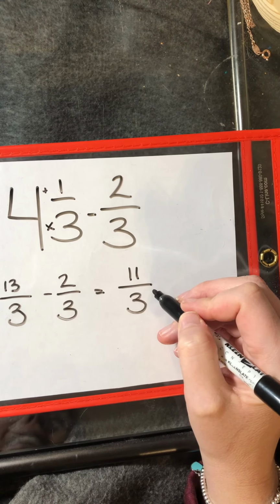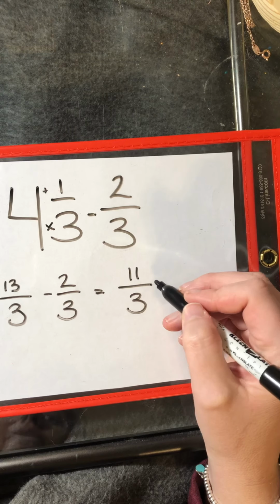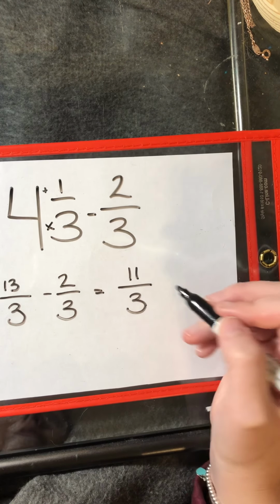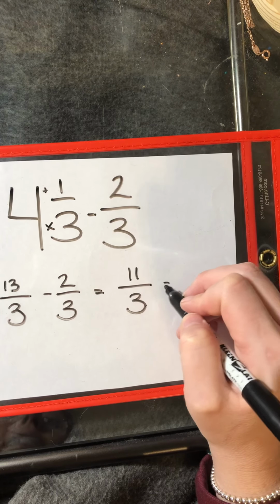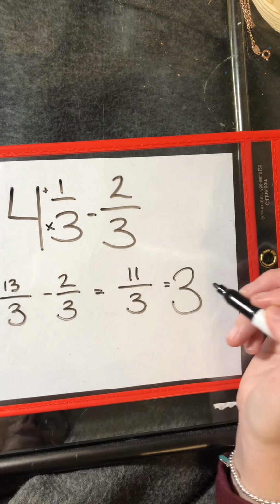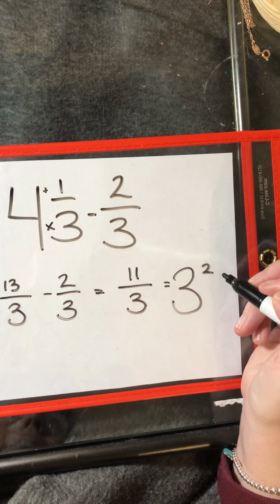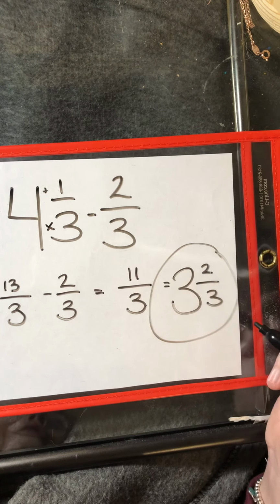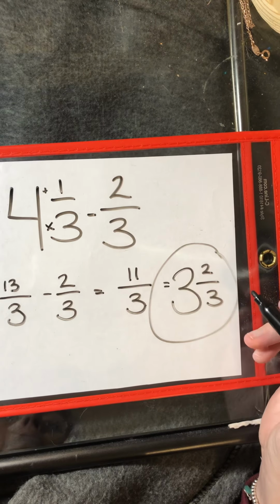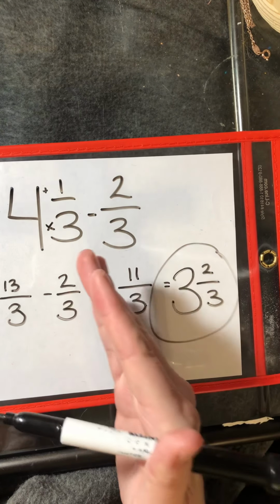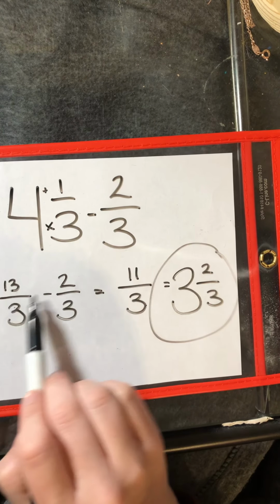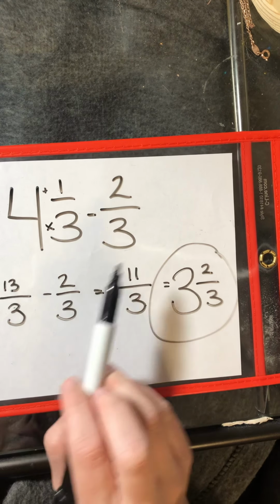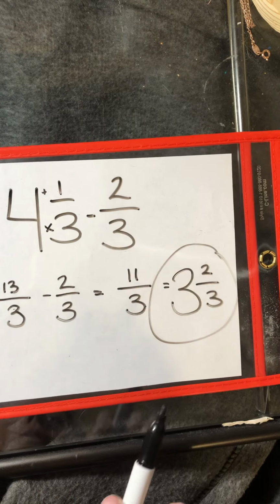I can't leave it like this. I have to turn it into a mixed number. So I know that 3 can go into 11 3 times with 2 left over in order to make that 11. So my answer is still 3 2/3, whether I pulled out the whole or whether I changed it into an improper fraction and then subtracted this fraction here. I'm going to show you another example.